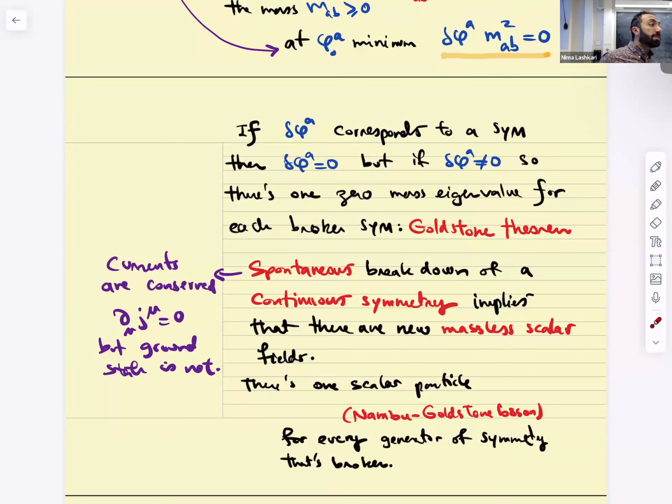Remember that in spontaneous symmetry breaking, conservation laws are still there. The vacuum is no longer invariant under the symmetry transformation.